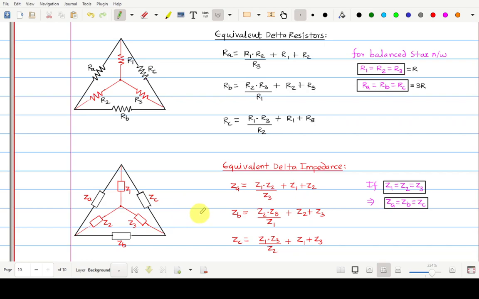Okay, so in the next part we will see delta to star conversion.